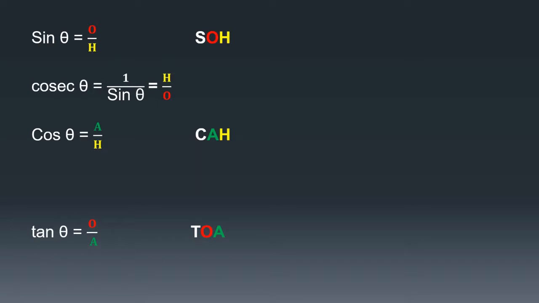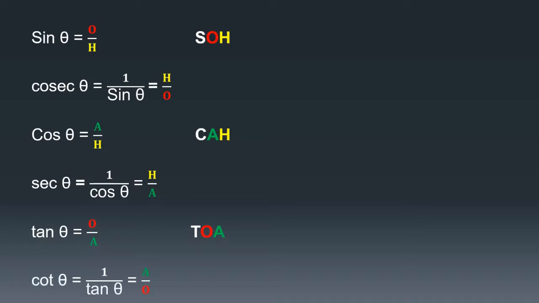Now cosec theta is 1 upon sin theta. So 1 upon sin theta will become 1 upon opposite upon hypotenuse. So it will be hypotenuse upon opposite. So cosec theta is basically the inverse of sin theta, which is equals to hypotenuse side upon opposite side. Now next is sec theta. Sec theta is the inverse of cos theta. So sec theta is equals to 1 upon cos theta, which is equals to hypotenuse side upon adjacent side.